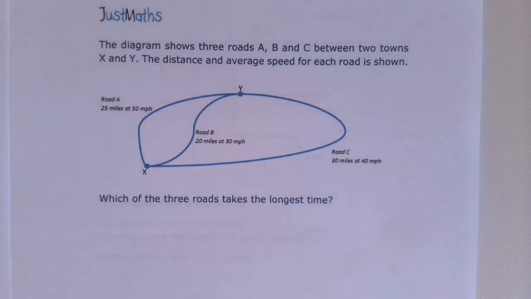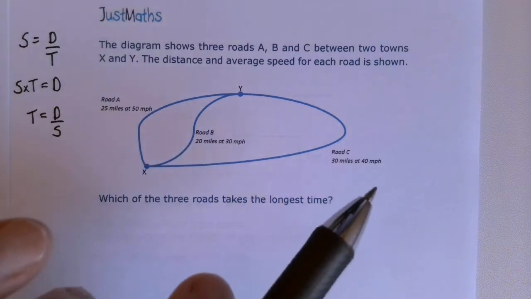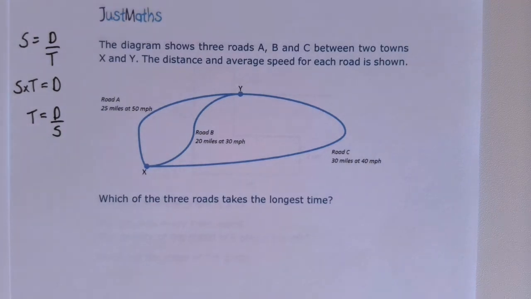All right, so here we go. We're asked, we've got 3 roads here. Which of the 3 roads takes the longest time? So I've got my speed is distance over time formula. I know if I've multiplied both sides by time, I get a formula for distance. And then if I divide both sides by speed, I get a formula for time. And I was able to do that far quicker than I could have drawn a formula triangle. So I know that I need distance divided by speed. So go on, see if you can pause the video and answer that question.